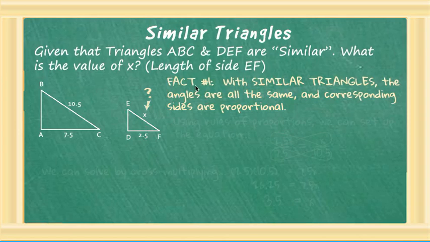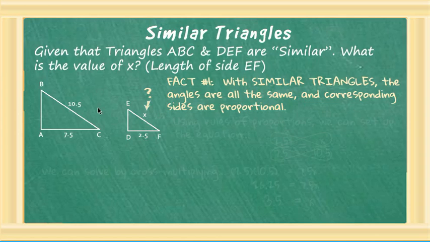And here's what we have for our fact number one, our main fact that we're going to use. With similar triangles, the angles have to be the same. The corresponding sides are proportional. So if you notice here, the angles clearly look to be about the same, and they actually are the same angles. That qualifies these as similar triangles. And now we can use that fact and say that since they are similar, the corresponding or matching sides are all the same proportion, okay?